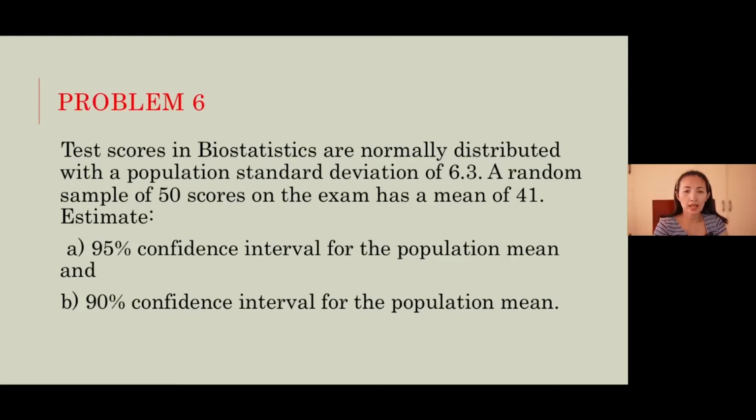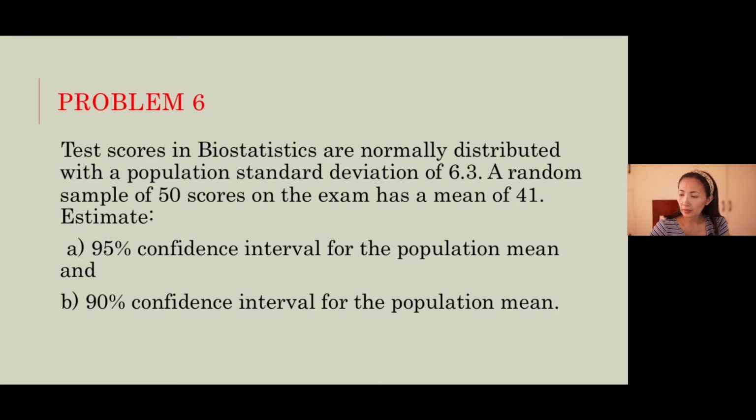Okay, let me just discuss with you one problem which we were not able to finish a while ago. Problem number 6. Test scores in biostatistics are normally distributed with a population standard deviation of 6.3, and a random sample of 50 scores on the exam has a mean of 41. Estimate a 95% confidence interval for the population mean, and letter B, a 90% confidence interval for the population mean.